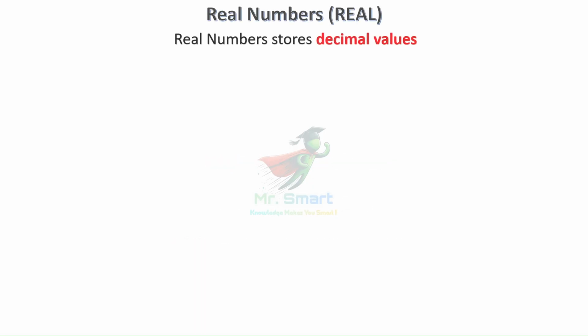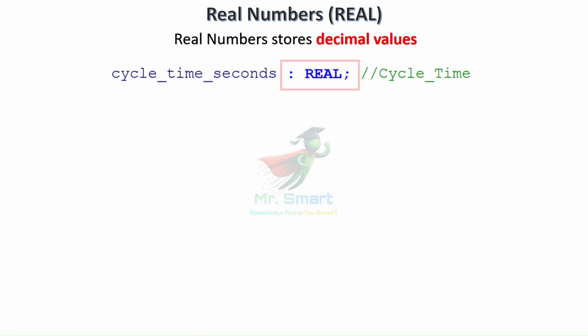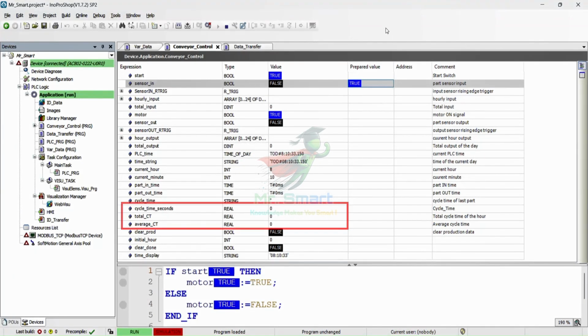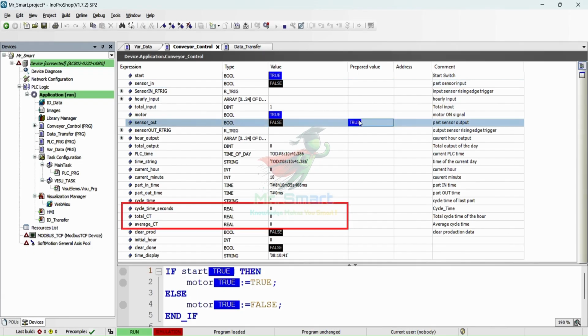Now let's move to one of the most important data types in automation: real numbers. Real numbers store decimal values. Whenever you deal with physical measurements like temperature, pressure, flow rate, speed, and distance, you will almost always use real. Real numbers use floating point representation, which allows decimal calculations. But they also require more processing power compared to integers. That's why in very high-speed PLC tasks, engineers sometimes prefer integers when decimals are not necessary.